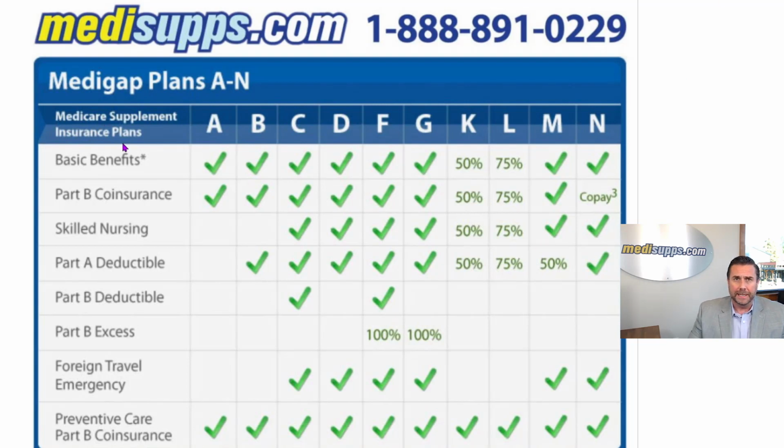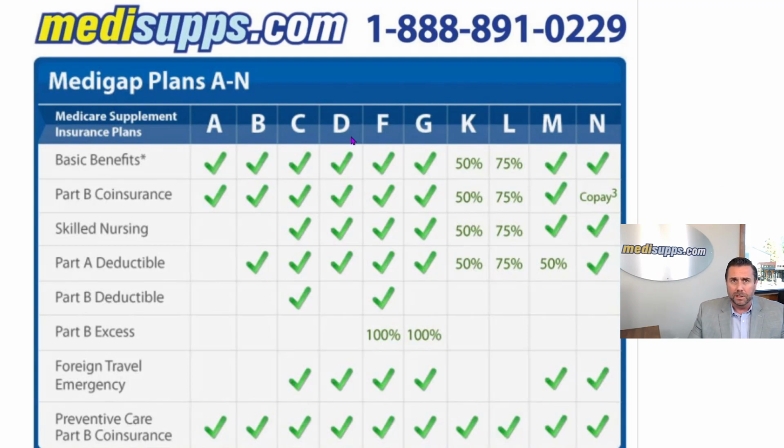On the left-hand side of this chart, you've got the different benefits that are available. And at the top, of course, you've got Medigap plans A through N going across the top. You might be looking at this and saying, seems like a couple letters are missing. And that is because in 2010, they removed a couple letters and added a couple more. So you'll see J and Plan E are not even on here. They removed those and added M and N, and there's also no I on here.